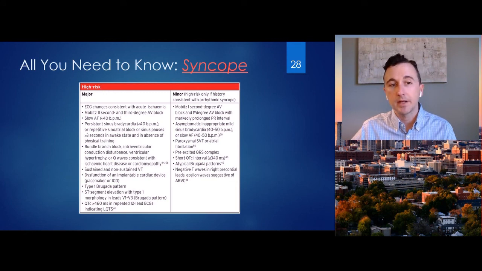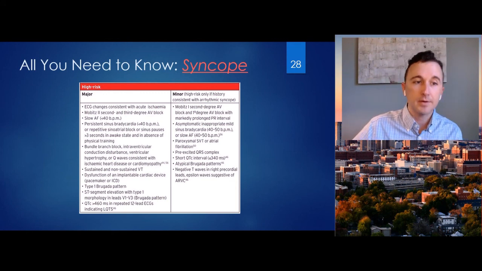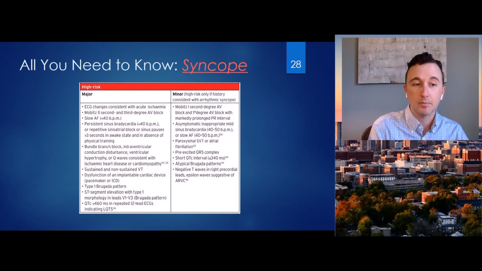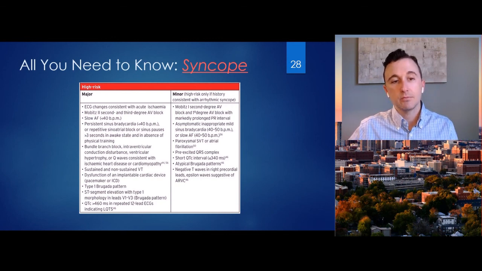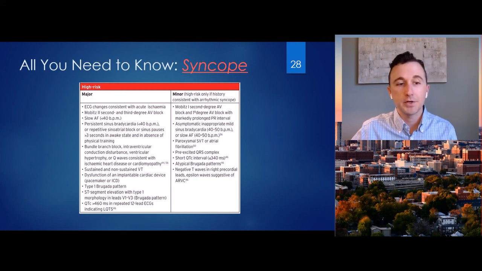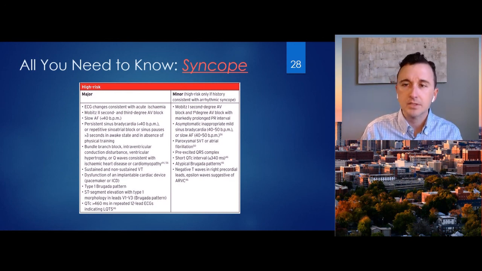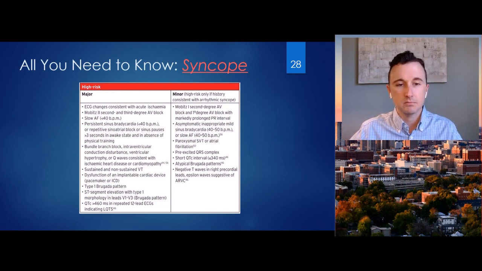Bundle branch blocks can be a little tricky, but we should be able to pick them up. A lot of these things that may be harder to pick up, the machine often is pretty reliable at. Obviously, we should be able to pick up a VT. We should know Brugada pattern. We should be able to see the long QTc. So again, EKGs can be a little tricky, but most of the high risk major things are things that we should be able to pick up without being an EP attending.